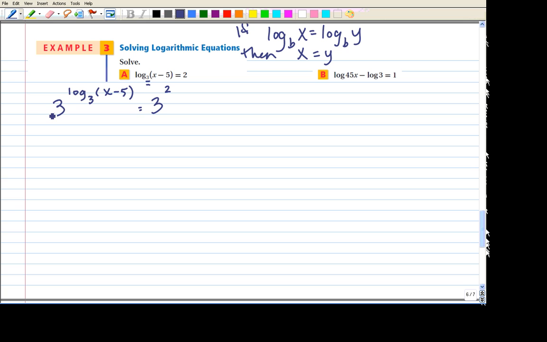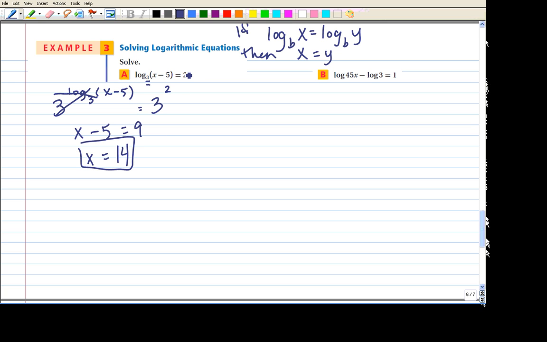So notice that if you cover up the 3's, that's still the same equation that we started with, but we're going backwards from what we did before. And we've already talked about if you have 3 to log base 3, that thing will essentially cancel out, and you'll just be left with the x minus 5. And here we have 3 squared, which is 9, and when you add 5 to both sides, you'll get 14. That's one way of doing this.